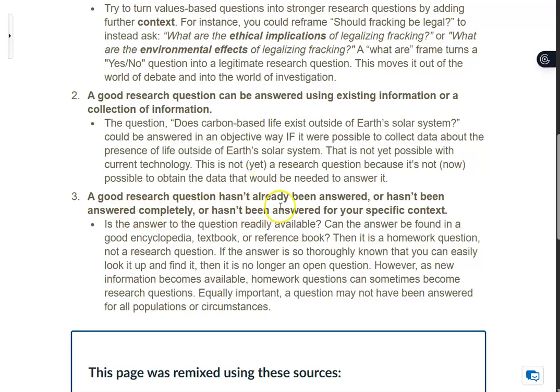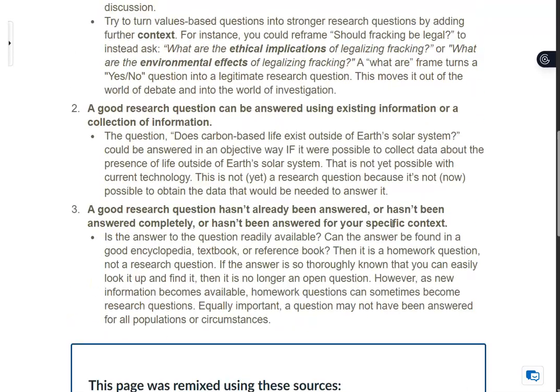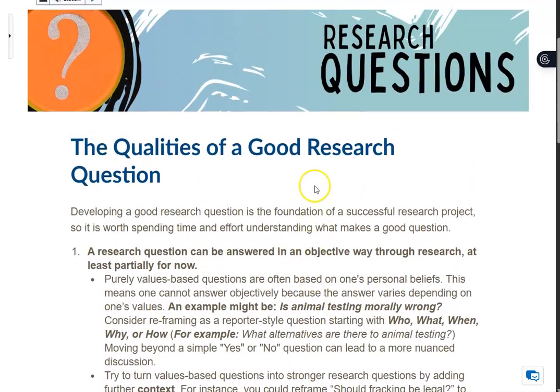A good research question hasn't already been answered or hasn't been answered completely or hasn't been answered for your specific context. So you can't say, does smoking cause cancer? It does. We know that. You can't disprove something that's already been proven that many times. So as long as you pay attention to this and read through it, you should find that the second part of your homework should go relatively easily.